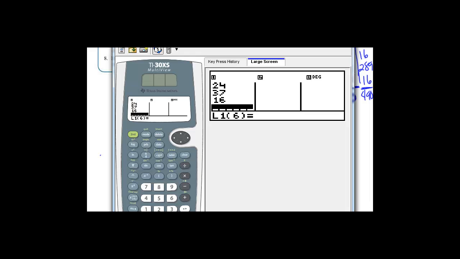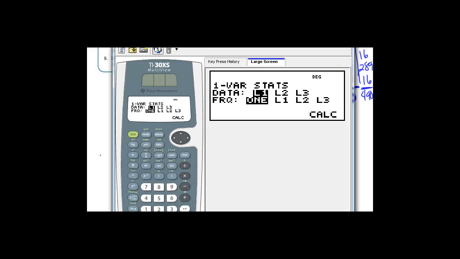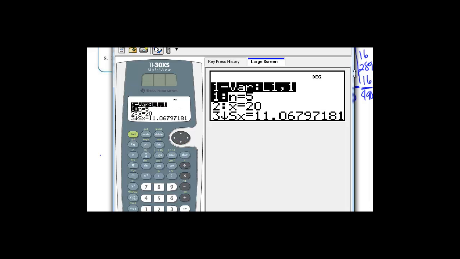Now under that same button, if I use the second function, you see stat, second, stat. We're using only one variable, statistics, so press enter. And then we're telling the calculator which list to use, and we've only provided a list under list 1. The frequency, the way that we've shown that list is every piece of data is only in the data set once. So we're going to go even down one more to calculate, press enter.